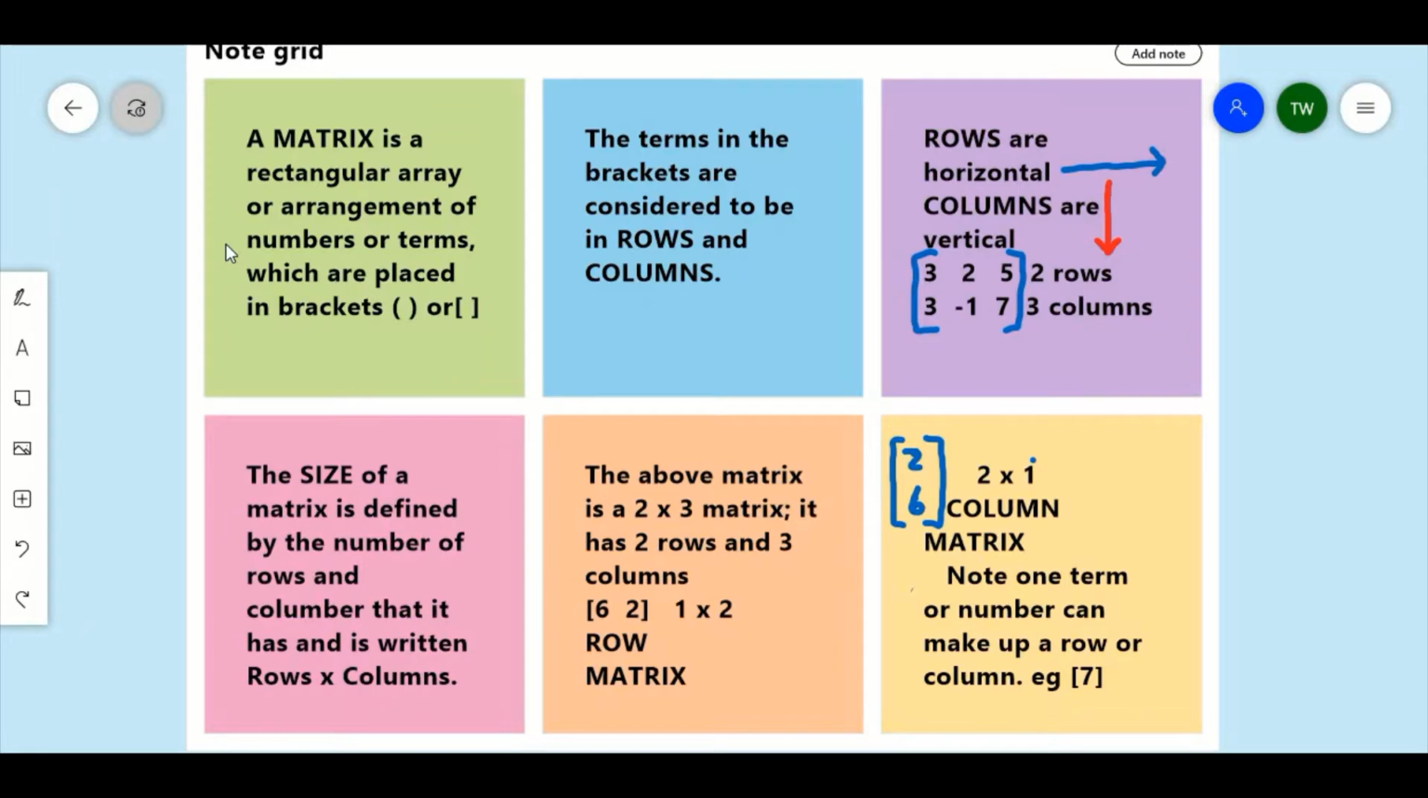Hello everyone. In this video, what we're going to focus on is an introduction to matrices.